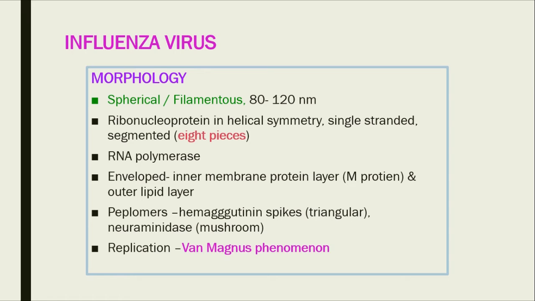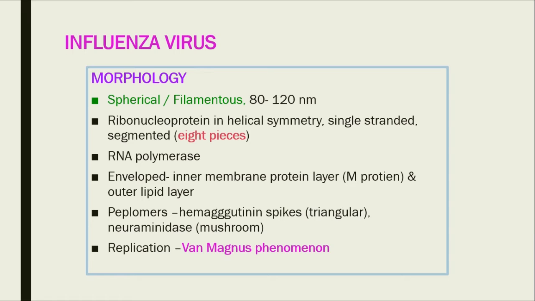They have RNA polymerase enzyme because that is required for the translation process and also for the conversion of viral RNA to viral DNA. They are enveloped viruses. Of course, they get the envelope from the phospholipid bilayer membrane of the host cell itself, so that they can easily escape from the host immune system.